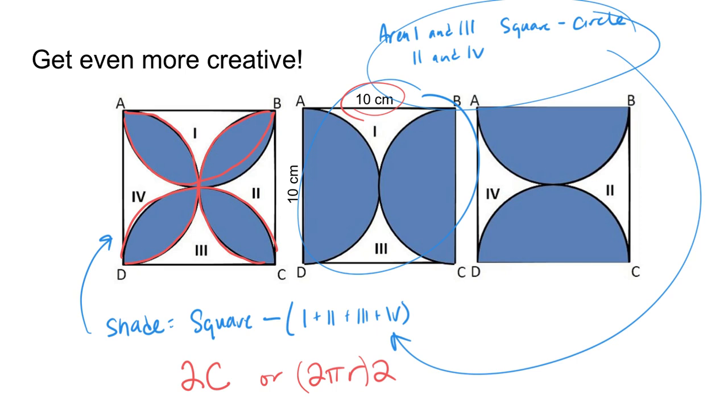Now, with any of these, don't be afraid to think outside the box, take pieces apart, put them back together. You really got to get creative, but at all times, do not hesitate to reach out to me for help, as always.